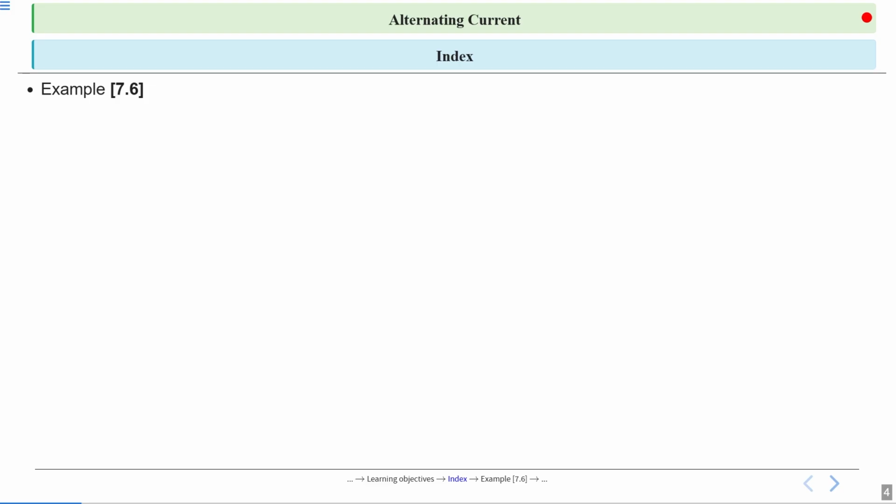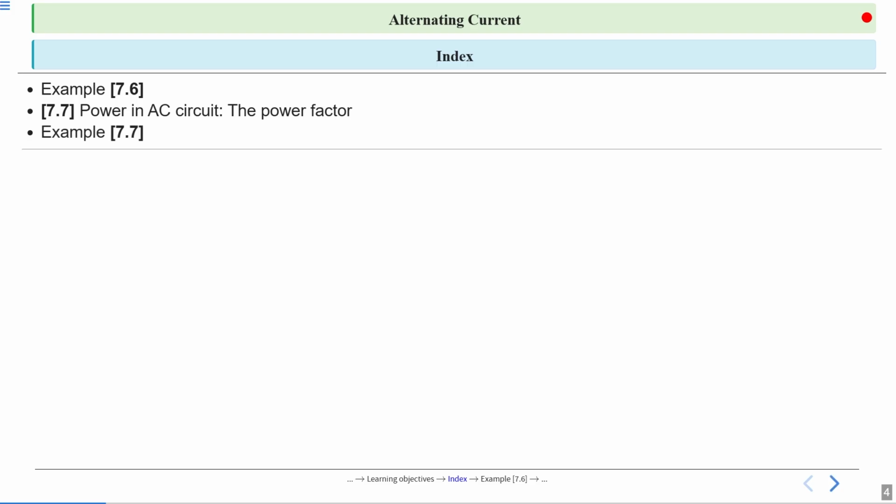The next topic that we are going to discuss today is example 7.6, NCERT section 7.7, power in AC circuit. As we have discussed the average power and instantaneous power in the pure resistive circuit, pure capacitive circuit and pure inductive circuit, now we are going to derive the expression for power in an AC circuit, meaning the LCR circuit, and also see what power factor is and the physical significance of power factor. And example 7.7.